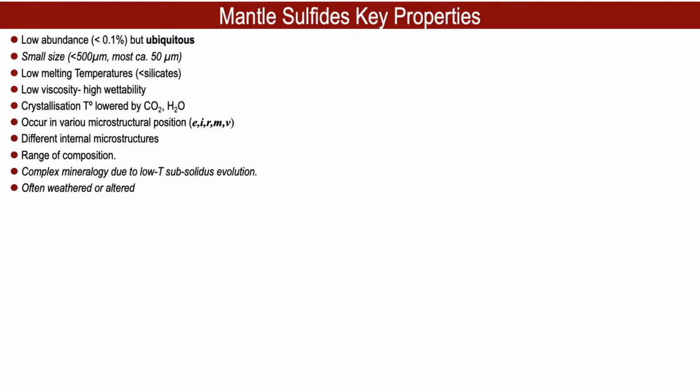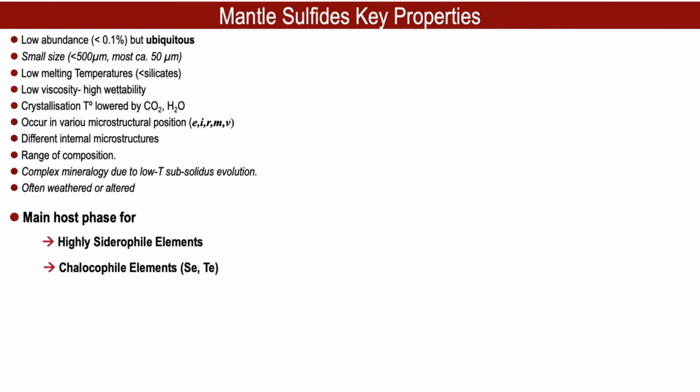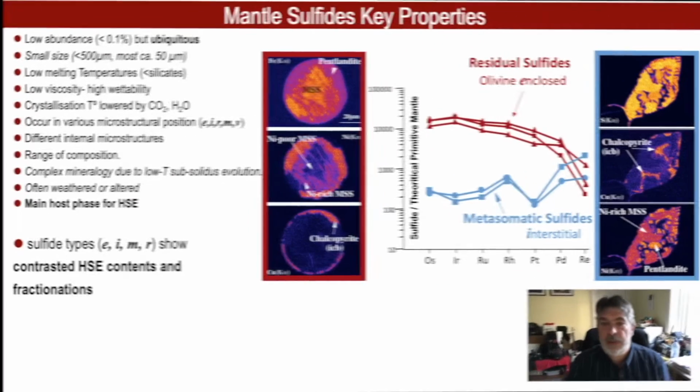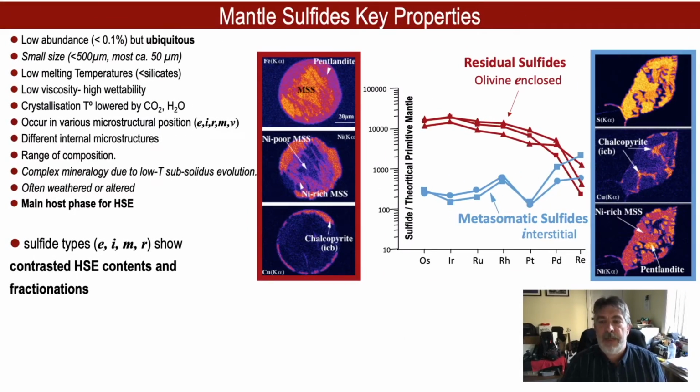However, whatever the degree of secondary overprint, sulfides are clearly the main host of highly siderophile and chalcophile elements, as can be seen in this figure where the budgets of sulfide are shown in red and orange. The very interesting aspect here is that different types of sulfide have different trace element patterns.